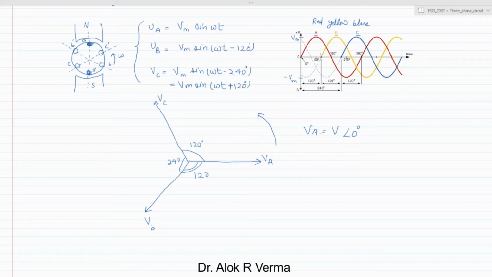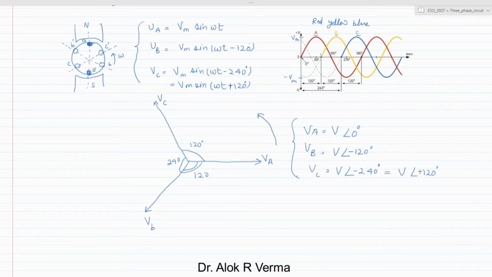in polar form. Similarly, VB is nothing but V angle minus 120 degree, and VC is nothing but V angle minus 240 degrees, or V angle we can give as plus 120 degree. So these are the phasor forms of these AC voltages.